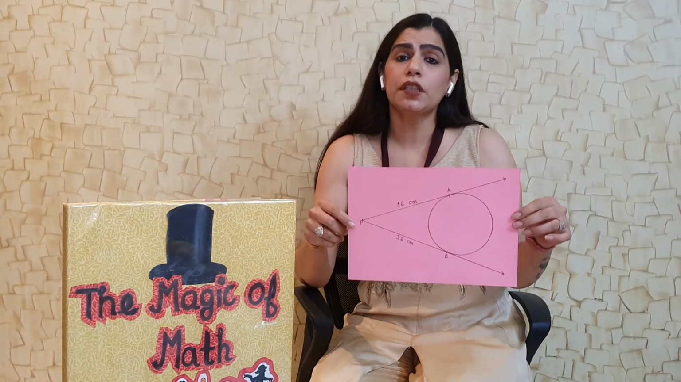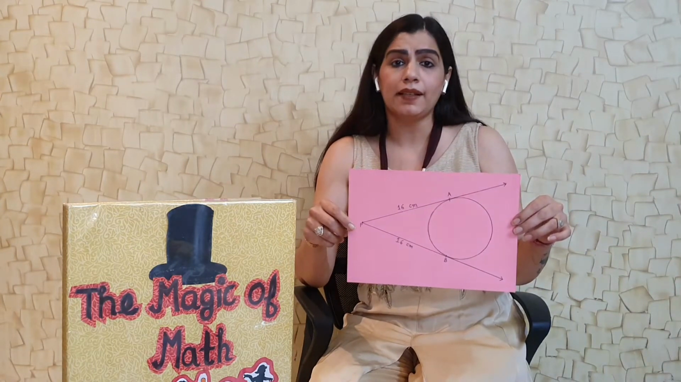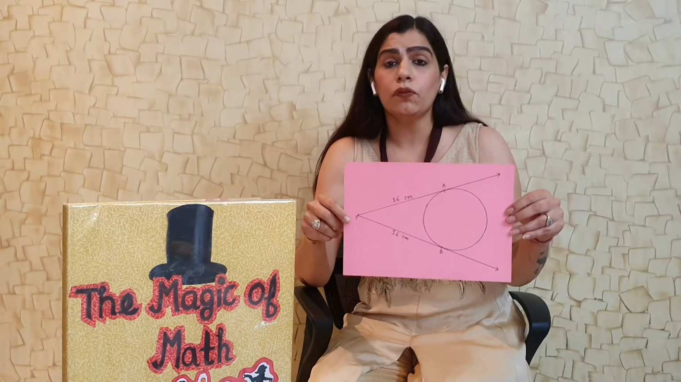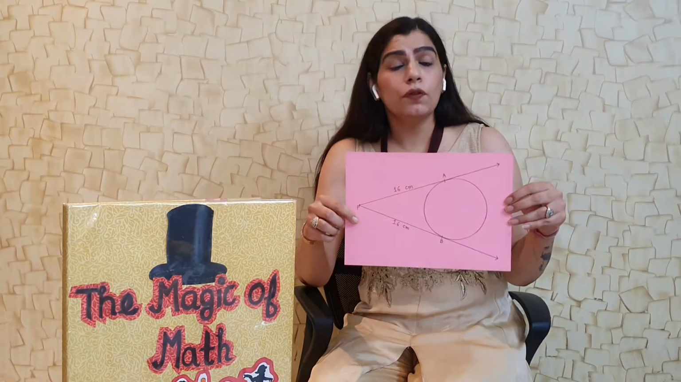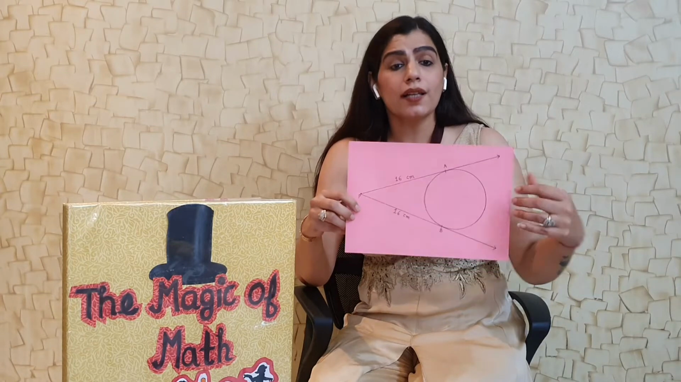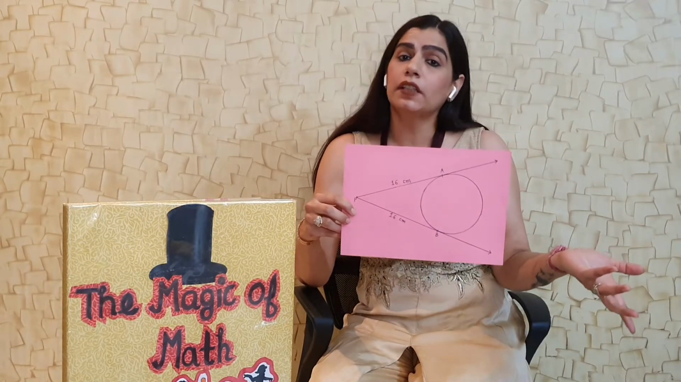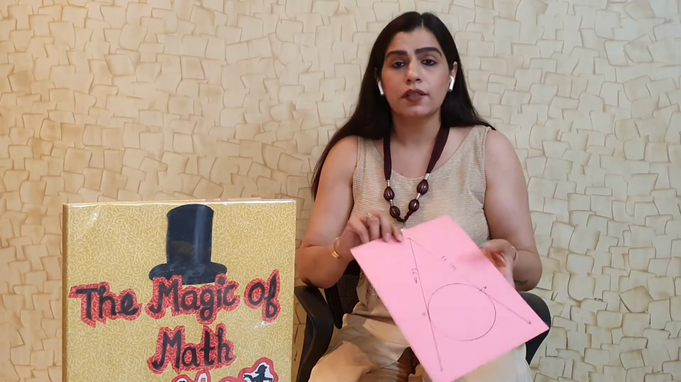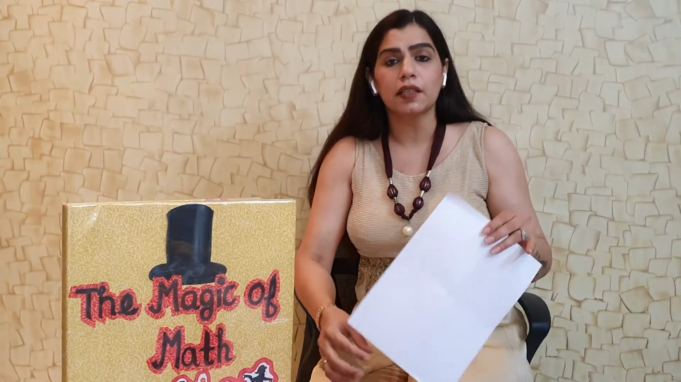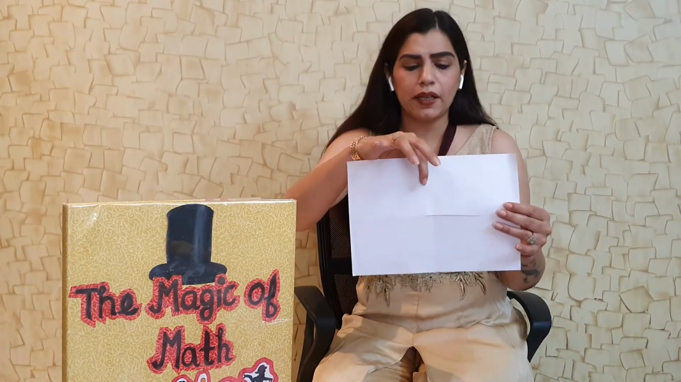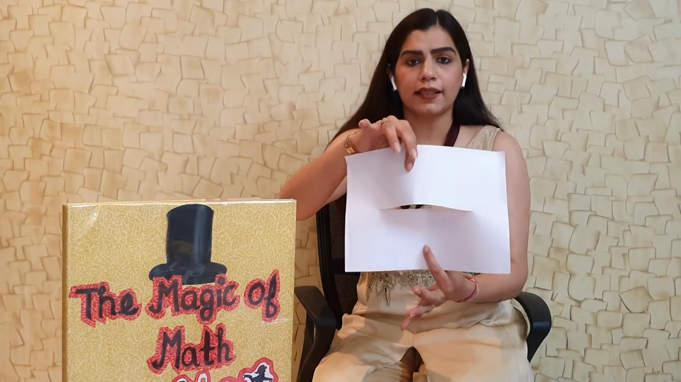So I am going to teach you through an activity method how you can move this circle. We will make an activity in which a circle will be moving, and in each case the length of the tangents will be different. So let's begin. For this you need a plain sheet. You can take a colored sheet and you have to make a slit in the center like this.